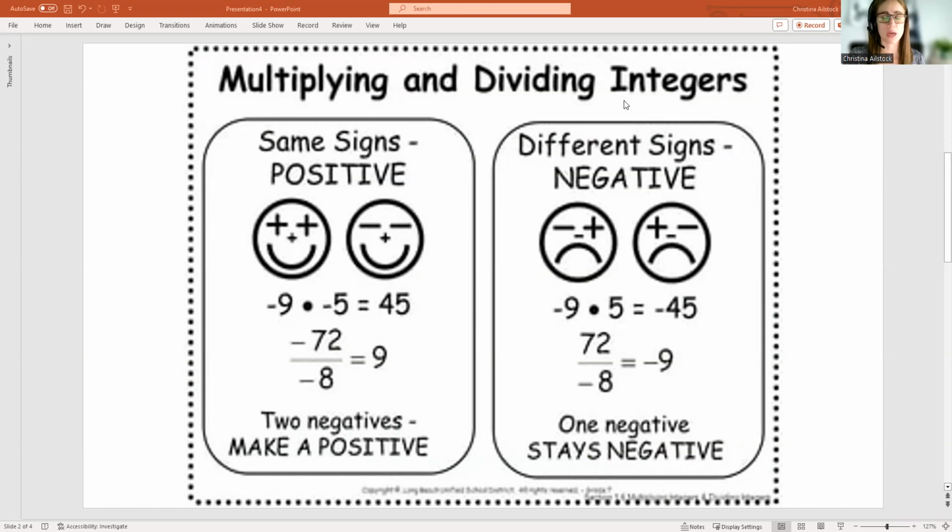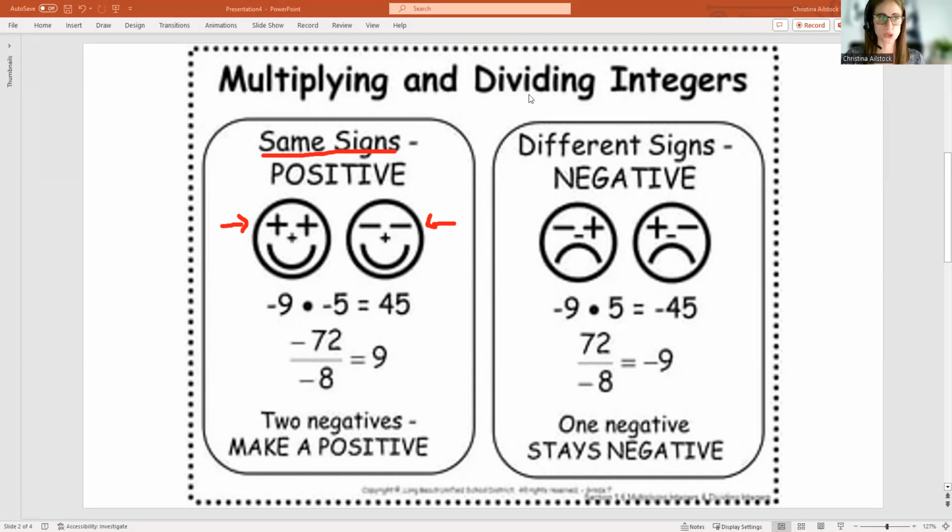So when we're dealing with positive and negative numbers, if you are multiplying or dividing and your numbers have the same sign, then your answer will always be positive. Here's a cute little graphic to help us remember that if the signs are the same, both positive or both negative, our answer will be happy. It will be positive.